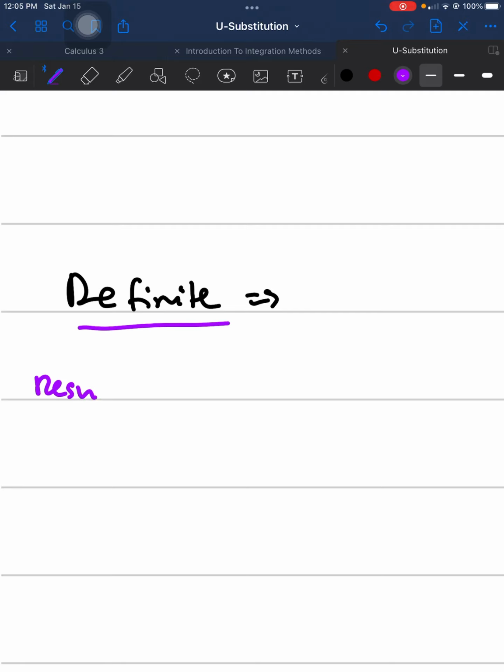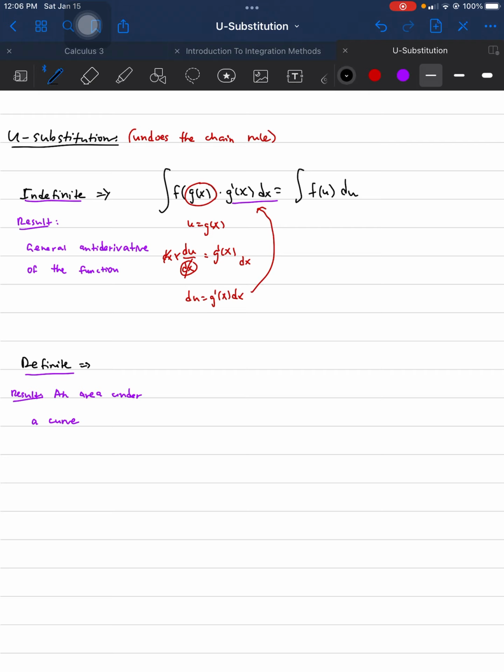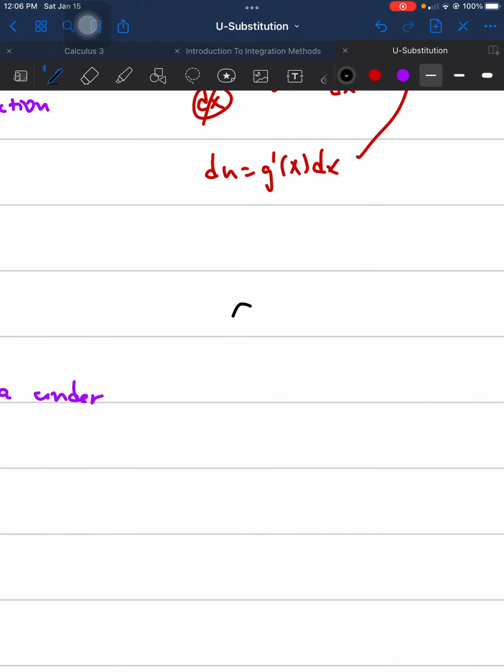So the result of definite is an area under a curve. The general formula for definite integrals is similar to indefinite. However, we have bounds here, a to b. It could be any bound, but just for this general formula, it's going to be a to b.